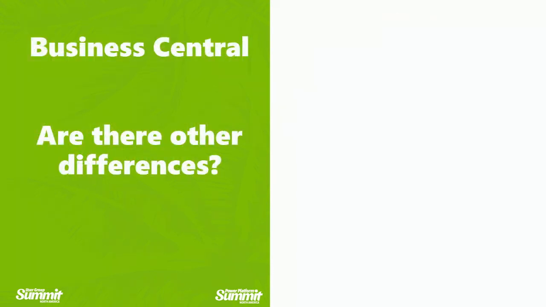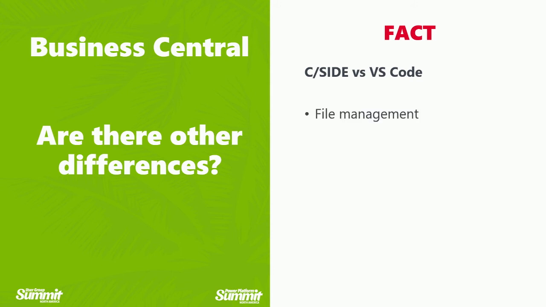Okay, so we talked about a lot of differences. Do you think there's more? There's a few more. We're just going to touch on these briefly. That's true. So when we look again at C/SIDE, your NAV version of C/SIDE versus Business Central and VS Code, the file management has changed. Again, I talked about .NET. So there's fewer functions that are available to you for file management. That has changed. Again, you need to consider your version control.